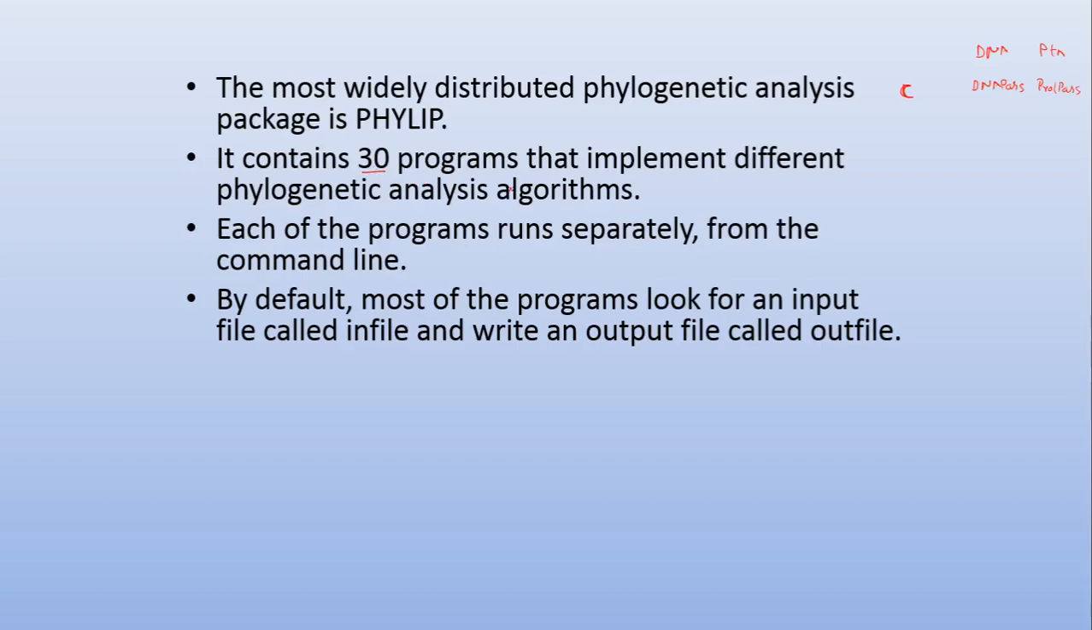Okay, and these 30 programs implement different phylogenetic analysis algorithms, like maximum likelihood, distance based methods or parsimony based methods. Each program can be run separately in a command line environment, and it is very simple to run. All you need to do is double click and the command line version of the program would appear. By default most programs would look for an input file called infile, and they would write an output file called outfile.